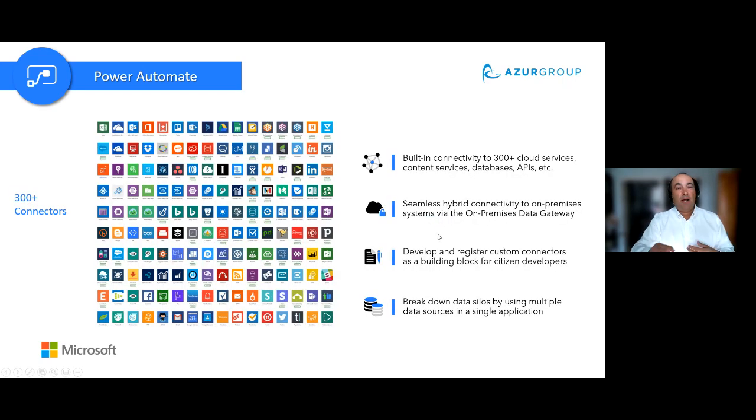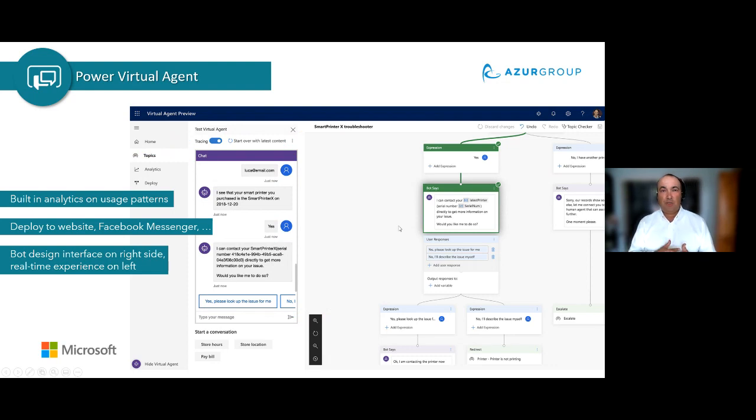Now, one of the key things about Power Automate is that there are over 300 connectors to various applications that allow you to take data in and out of those applications and manipulate actions, things like SAP and Box and a number of different applications out there, Facebook, LinkedIn, and so forth. So that's really key.